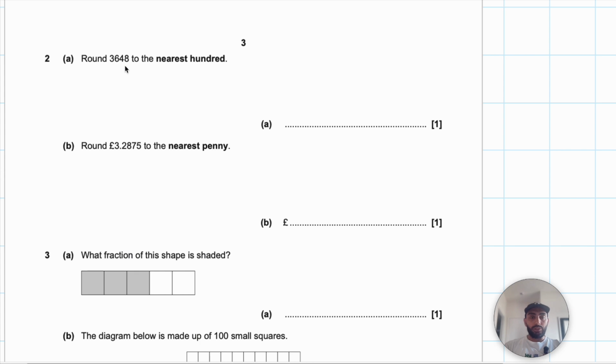Question 2. Round 3,648 to the nearest 100. My 100 column is this 6, so that means I'm looking at the digit after it, which is this 4. The 4 is telling me that I need to round down, so it's going to be 3,600.